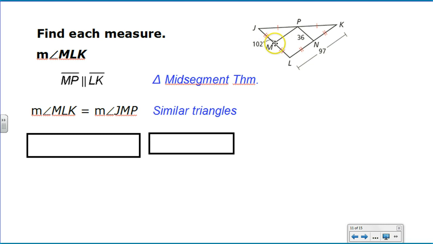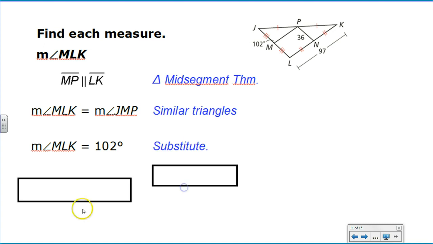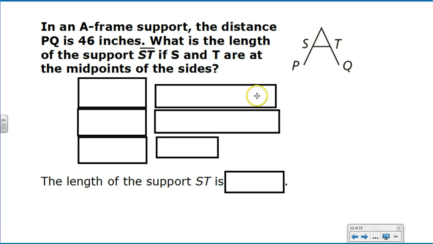I would also prefer to say that because we know that these are parallel, MP and LK, we have this transversal. And so this angle, JMP, is equal to angle MLK, right? Corresponding angles. So I think we could say that as well. And now we can just substitute the known value here, 102 for MLK, and we know that the measure of that angle is 102.